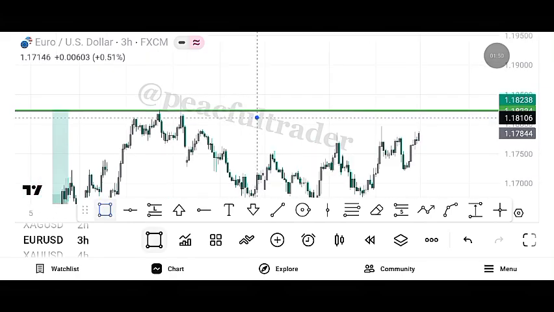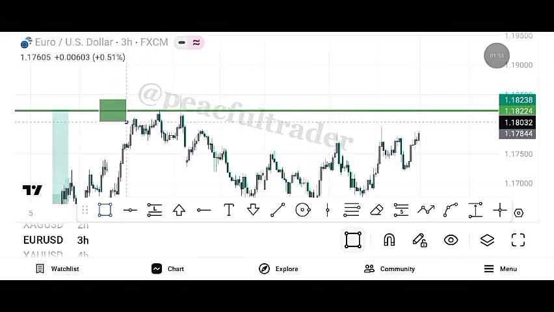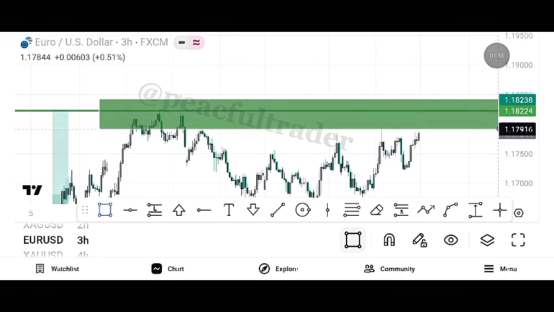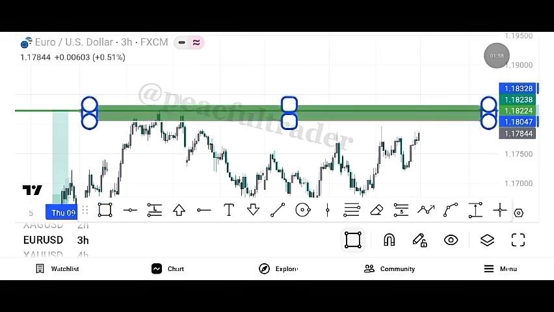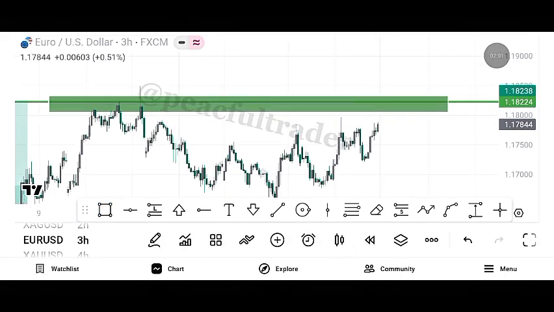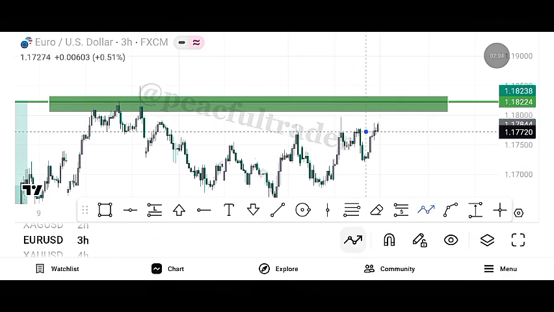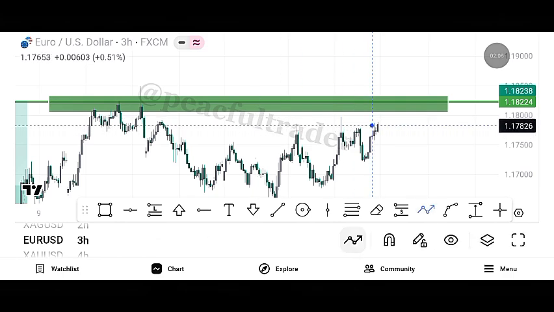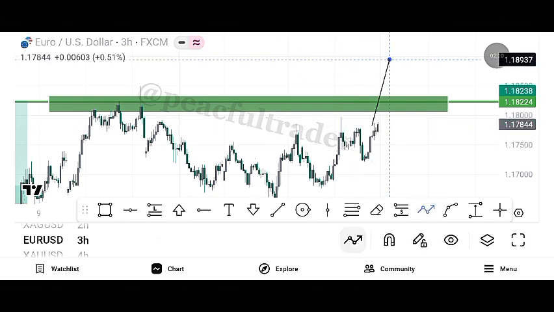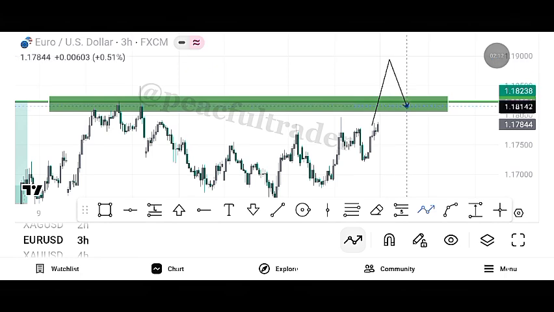And the setup is here, because here is our resistance level. You can see it very well. Here's our resistance level. And what am I expecting the market to do? A breakout. You just need to repeat the same thing every day, and you will see results. It's a breakout here, a retracement down here.